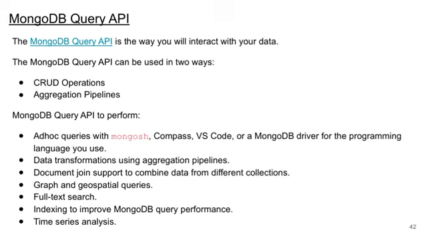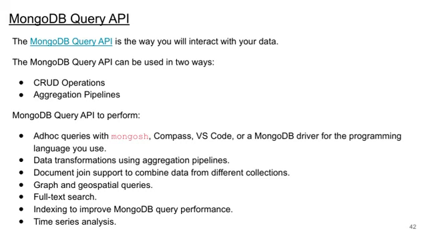Another key feature is document join support, which makes it possible to combine related data from different collections, similar to joins in relational databases. This is crucial for working with complex data relationships. The API also supports graph and geospatial queries, so you can analyze network relationships or perform location-based searches. Full-text search capabilities are included too, allowing for efficient searching within your textual data.